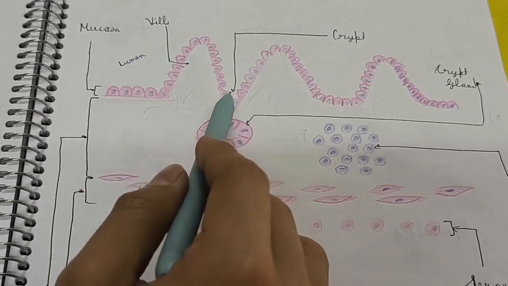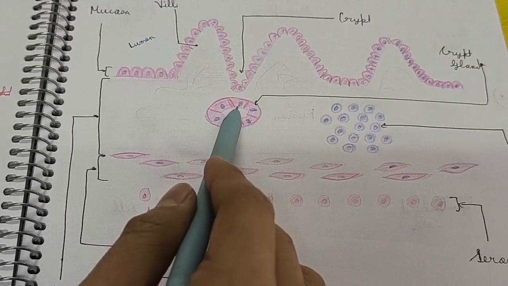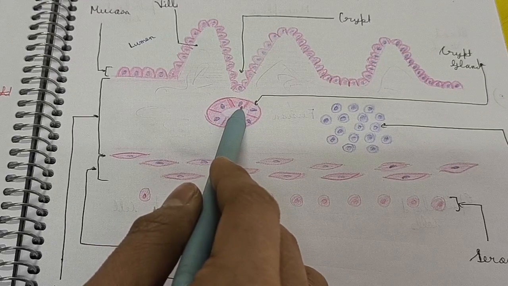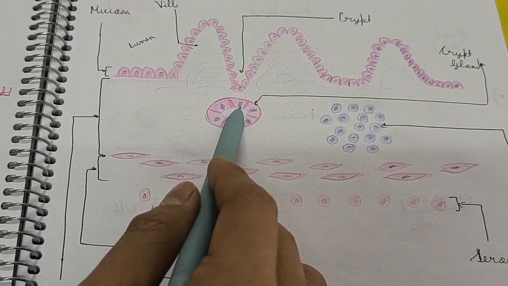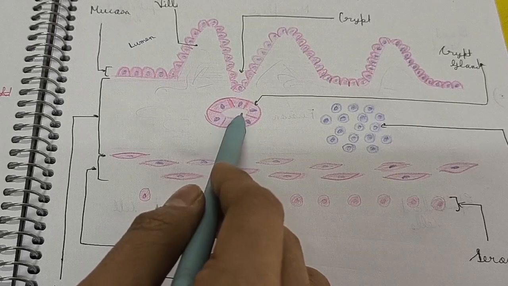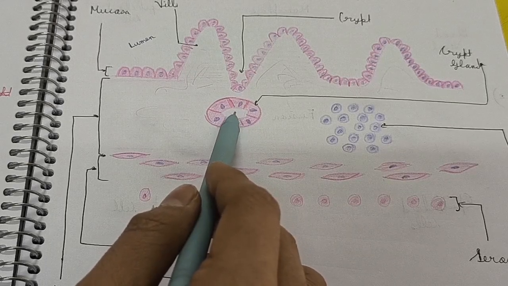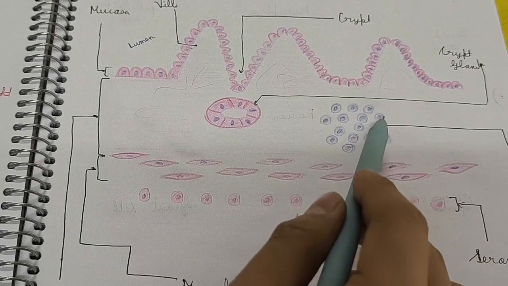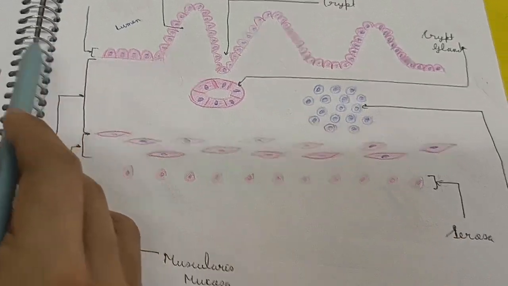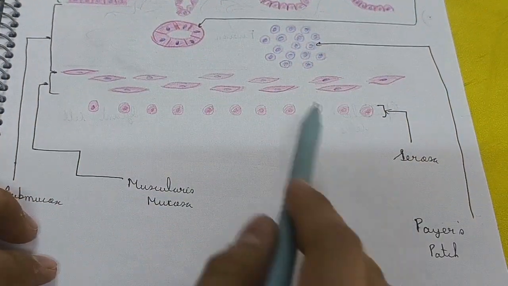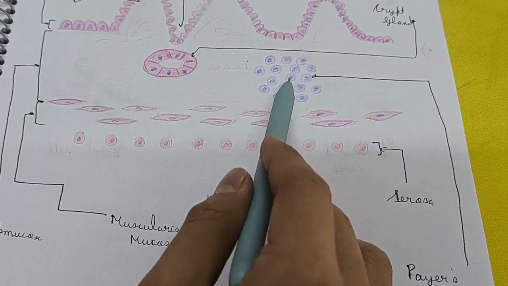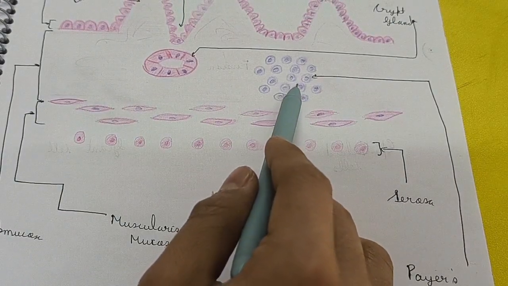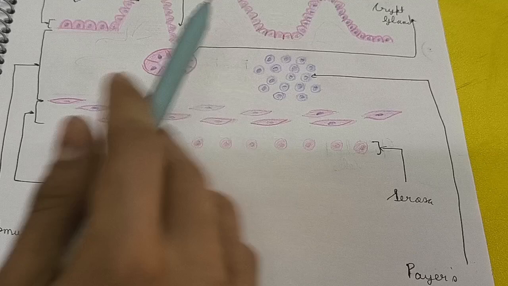And you can also notice that in the crypt there is a gland known as the crypt gland, and you notice that in the lumen of the crypt gland no cells are found. And also see that this is the Peyer's patch, which is also found, and this Peyer's patch is just an accumulation of normal lymphocytes.